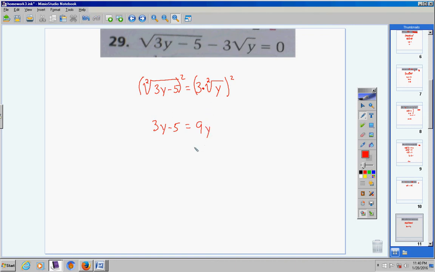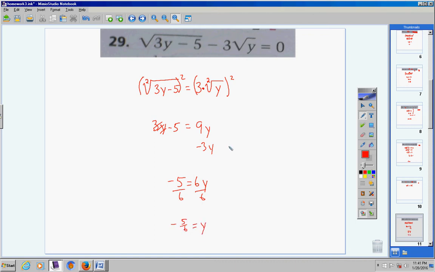And now we're pretty well set, okay? Let's just solve the equation. Bring the 3y over, make it a negative 3y. So we're left with negative 5 equals 6y. Now divide both sides by 6. And our answer is negative 5/6 equals y.